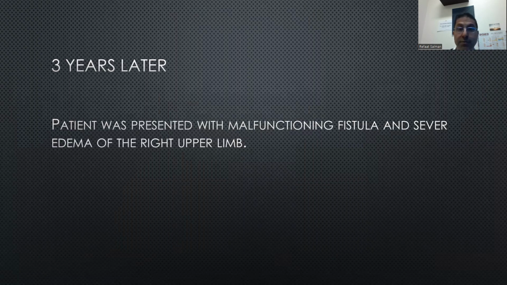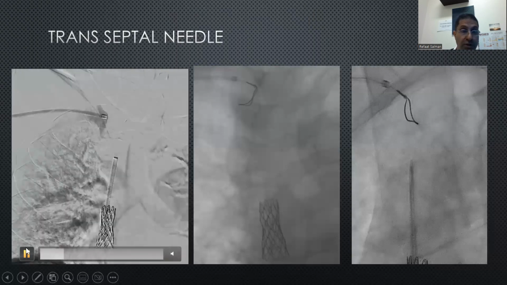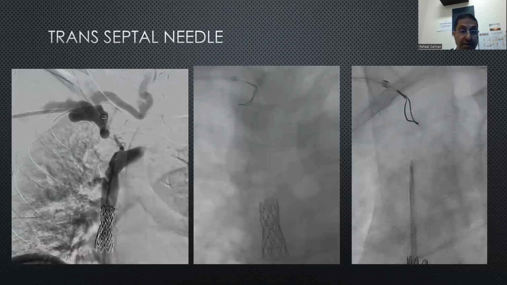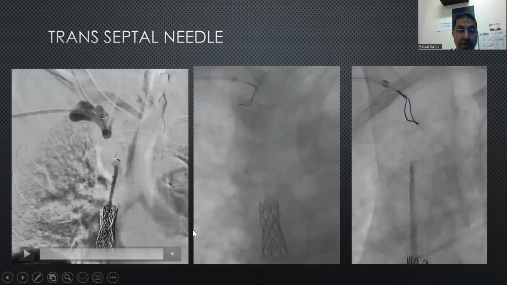The patient has a fistula on the right side, right brachiocephalic fistula, with right upper limb swelling, severe edema. So you can appreciate here the occlusion, which we didn't tackle the first time because it wasn't necessary. Now it is indicated to go for it.